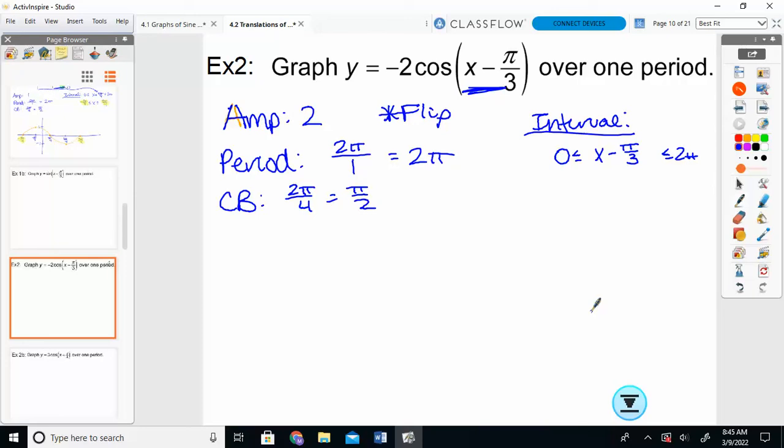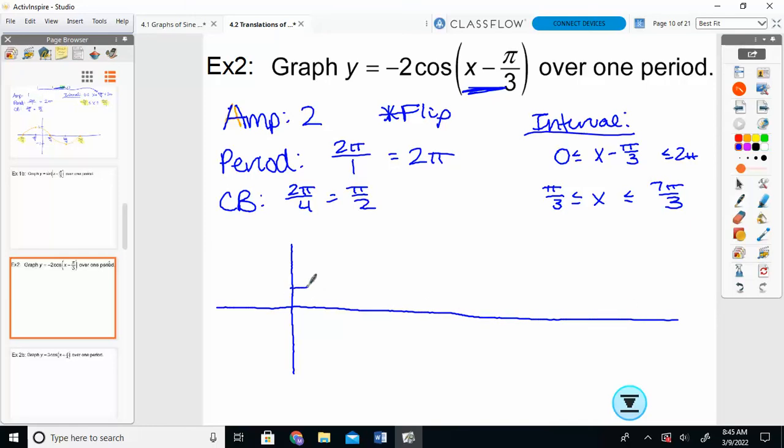So if I want to solve that for x, what do I do? Add the pi over 3 to everything. So 0 plus pi over 3 is pi over 3, less than or equal to x, less than or equal to 2 pi plus pi over 3, which would be 7 pi over 3. So all this is doing is shifting our graph over. It's changing where we start and stop. Then we graph like normal.